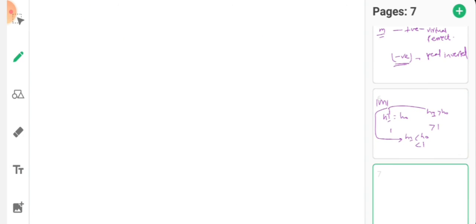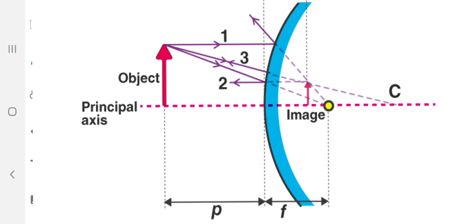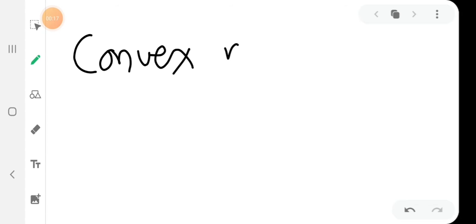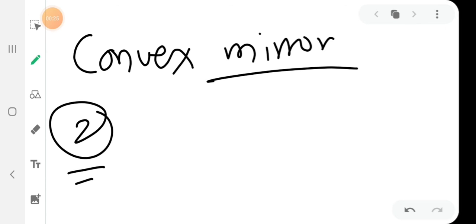Now let us start the similar topic of convex mirrors, the rules for obtaining images. We shall talk about the convex mirror rules of obtaining images which are found by a convex mirror. So first of all, while studying the convex mirror itself, there are two basic rules for a convex mirror. The rules for obtaining images formed by a convex mirror.